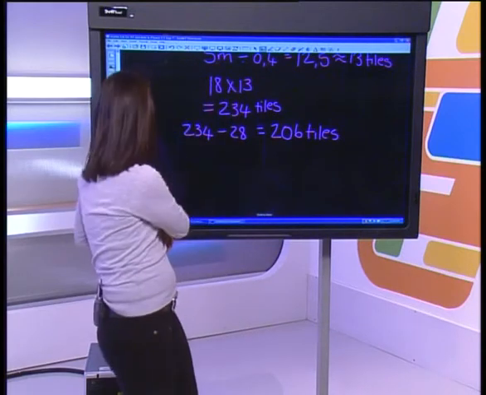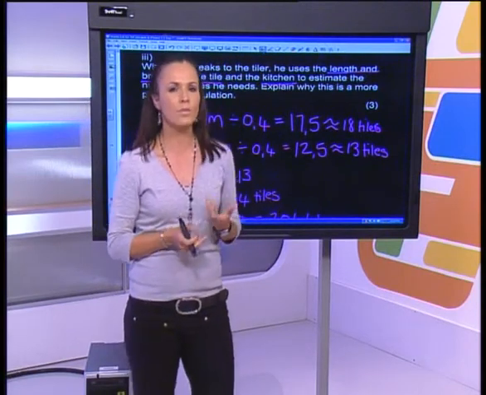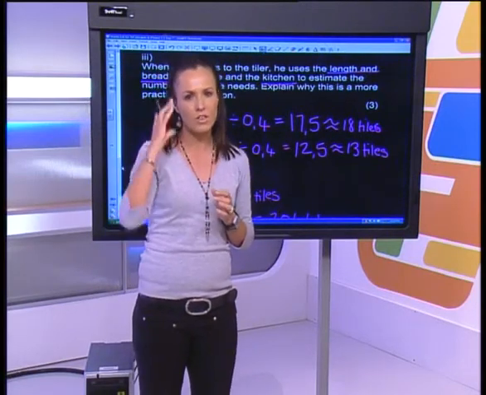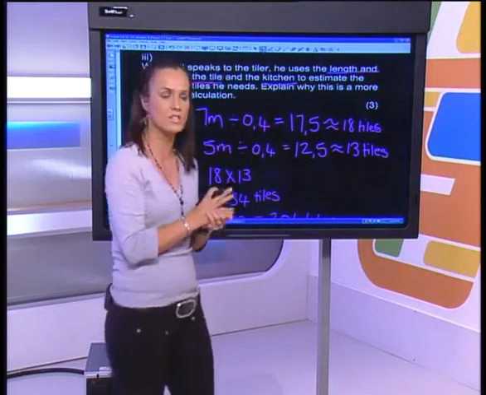We're going to have a look at another question in a minute that's very similar to this, except it looks at volume. So keep this method in the back of your mind so that when we get to that question, you can use the same logic to get to the correct answer.